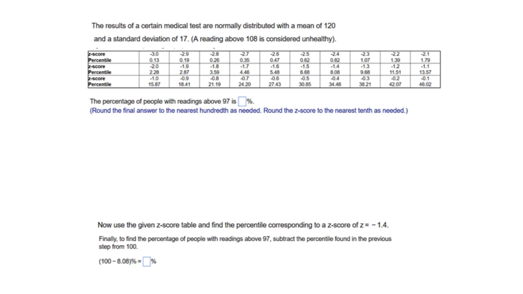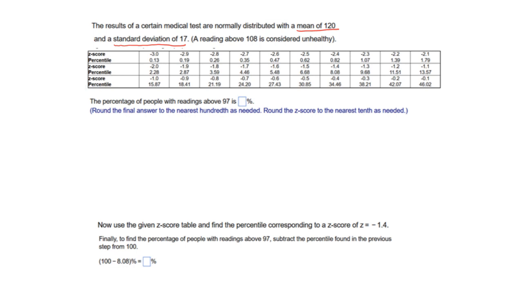And this problem states the results of a certain medical test are normally distributed with a mean of 120, standard deviation of 17. A reading above 108 is considered unhealthy. So in this case, we have the percentage of people with readings above 97 is what percent. Round the final answer to the nearest hundredth as needed, and round the z-score to the nearest tenth as needed.